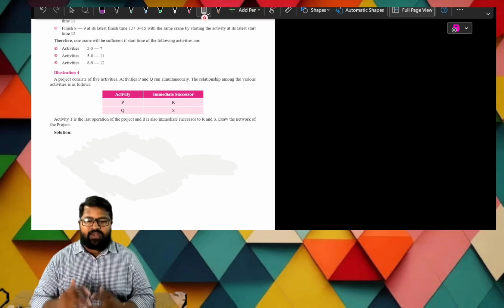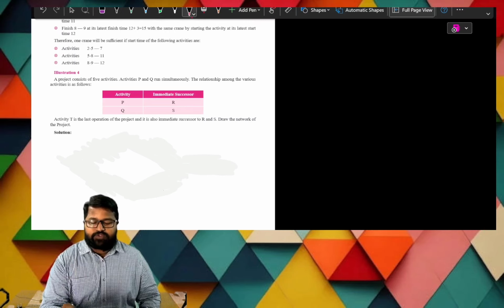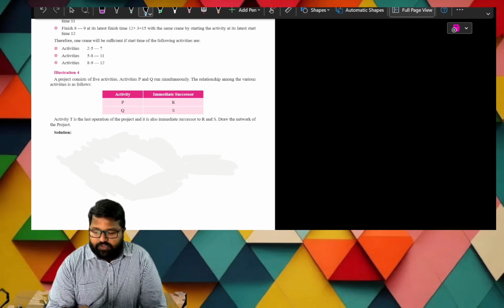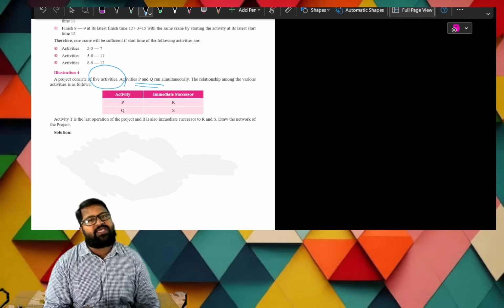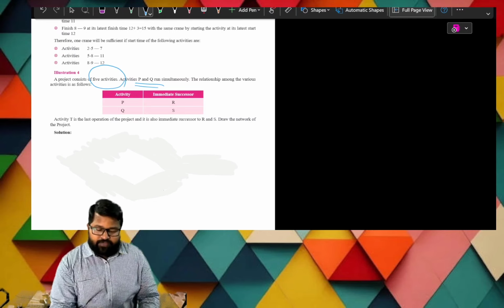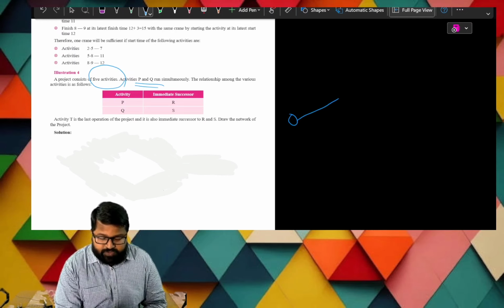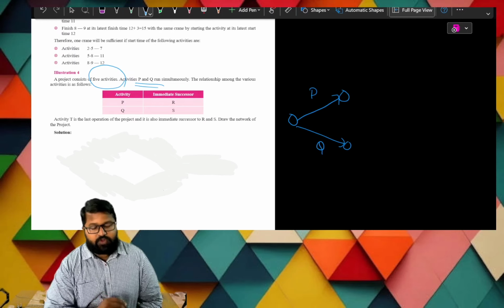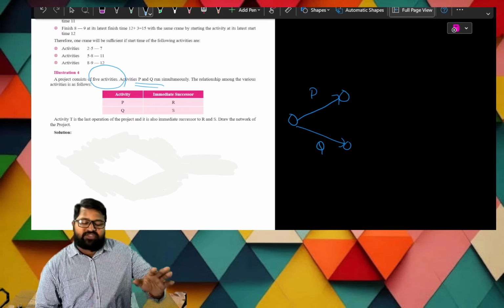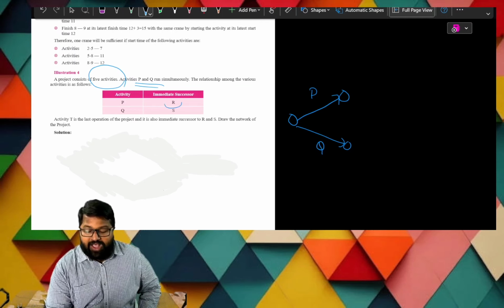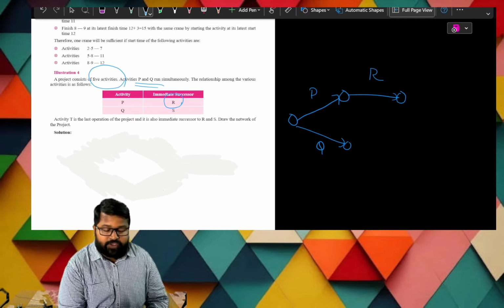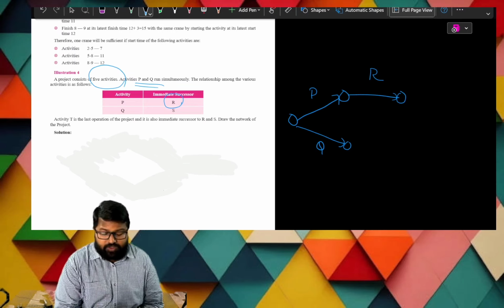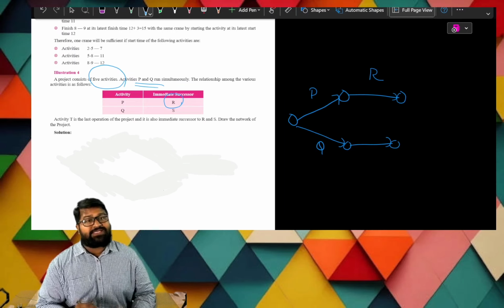Okay, done. Now let us see. I will solve for you so that you can get clarity. So first, there are 5 activities. P, Q run simultaneously, which means they will start simultaneously. So let us draw that. This is P, and this is Q. Next, T is the last operation. Q, R are the immediate successors to P. For P, the immediate successor is R. And S is the immediate successor to Q.